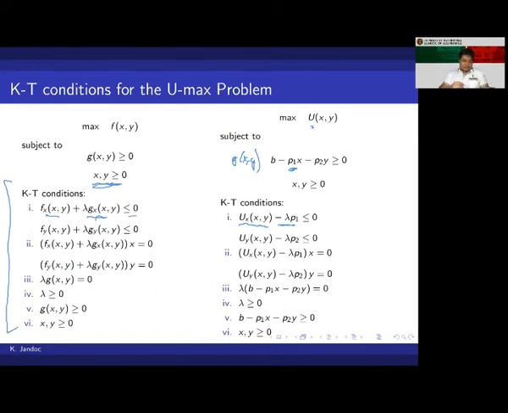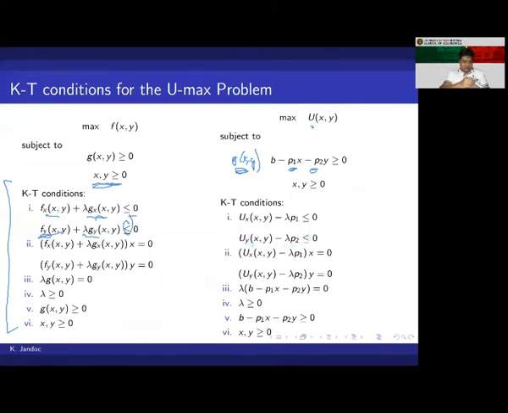In the same manner, fy is just the derivative of the objective function with respect to y, so this is uy, plus lambda gy. Gy is the derivative of g with respect to y, which is negative p2. So we have a negative lambda p2 here, less than or equal to 0. Okay, great. So next condition, let's just erase this one.